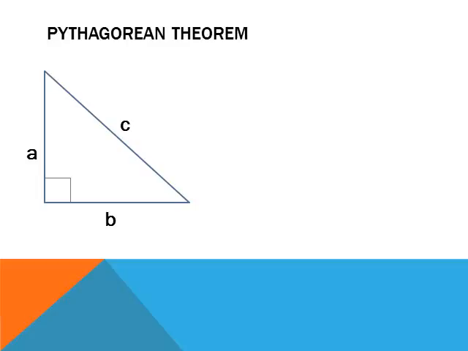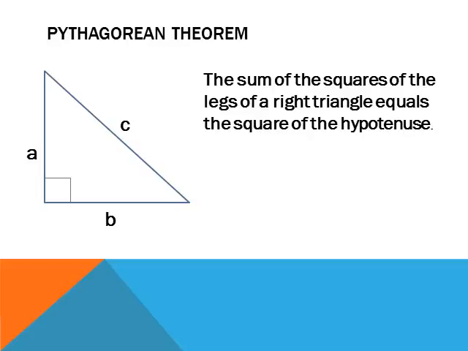Alright, let's get to stating the Pythagorean theorem. We can state the Pythagorean theorem using words this way: the sum of the squares of the legs of a right triangle equals the square of the hypotenuse.